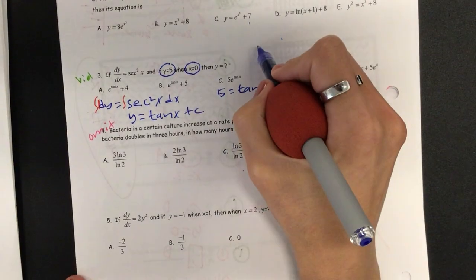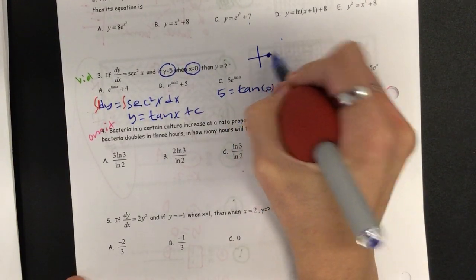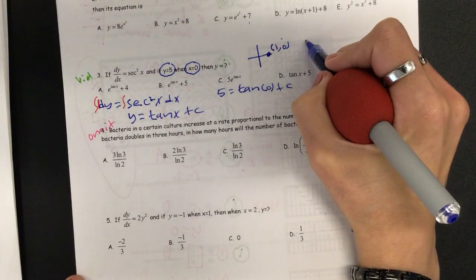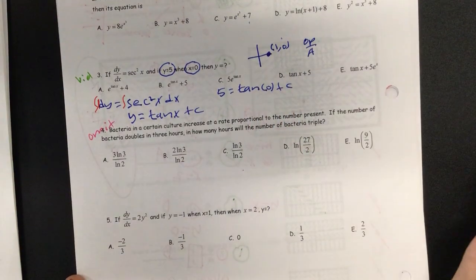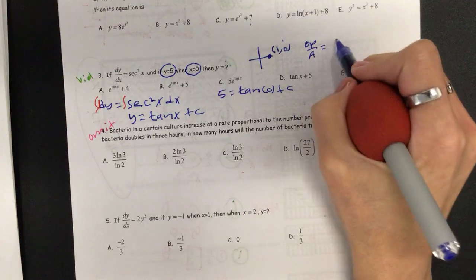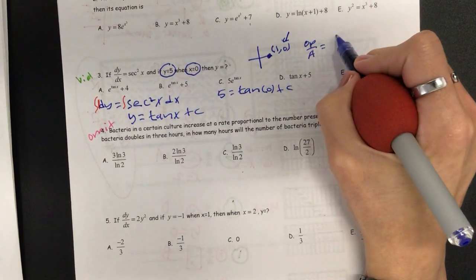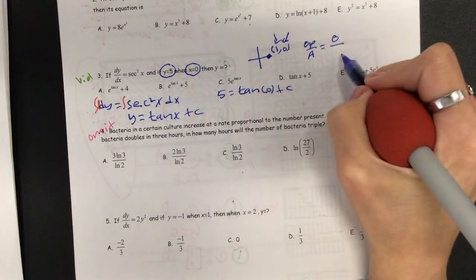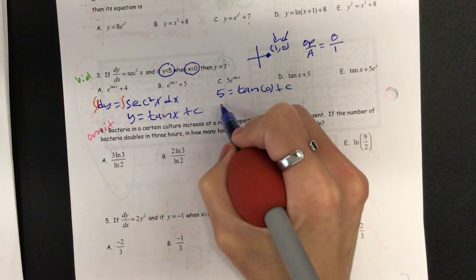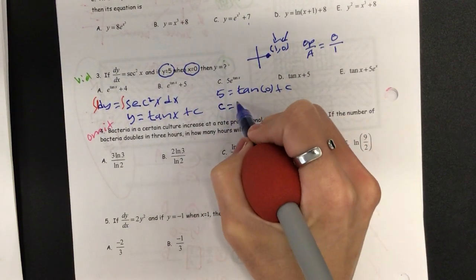Let's recall pre-cal real quick. Here's 0. The ordered pair of that number is (0, 1). Tangent ratio is opposite over adjacent. We all remember that, right? Opposite is the y movement. What's the y movement in that ordered pair? What is my adjacent? So we know tangent of 0 is going to be 0. So that means my c value is simply 5.